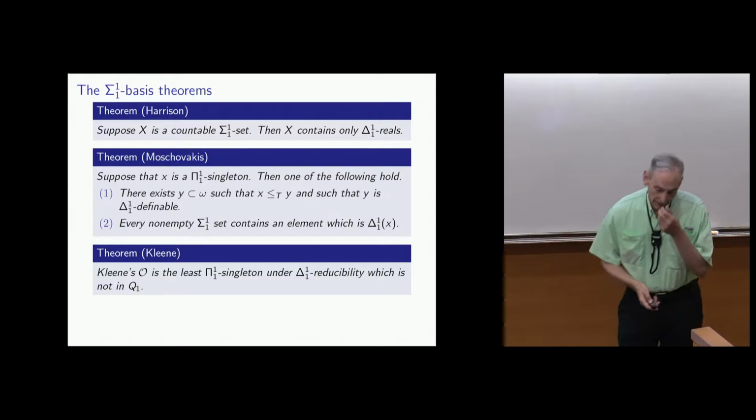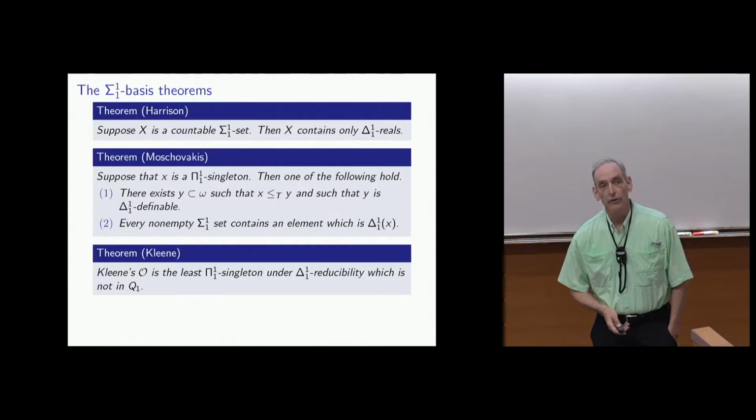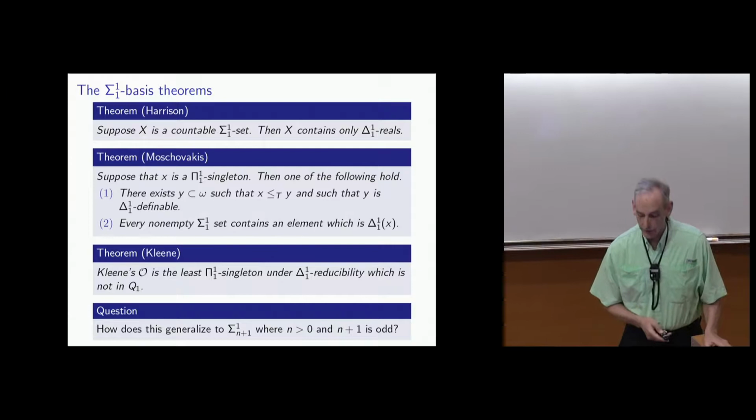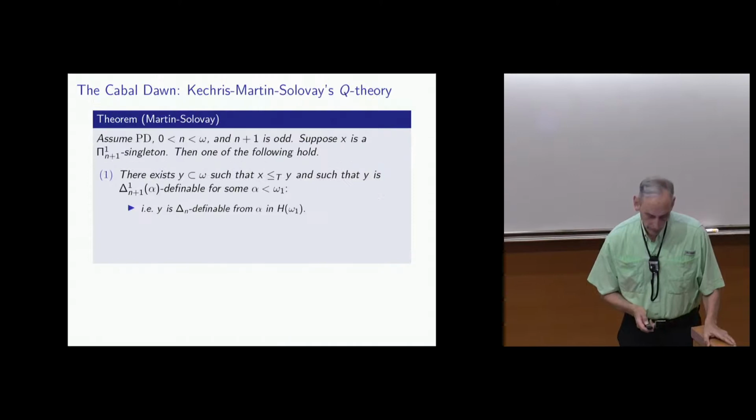Kleene's O is the least Π^1_1 singleton under Δ^1_1 reducibility which is not in Q1. So I'm using a notation and a presentation because we want to generalize this. And so the basic question is, how does this generalize to the odd levels of the projective hierarchy above 1? And that was really the beginning of the Cabal in LA.